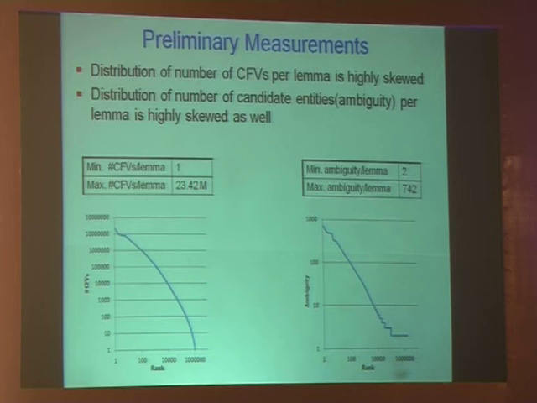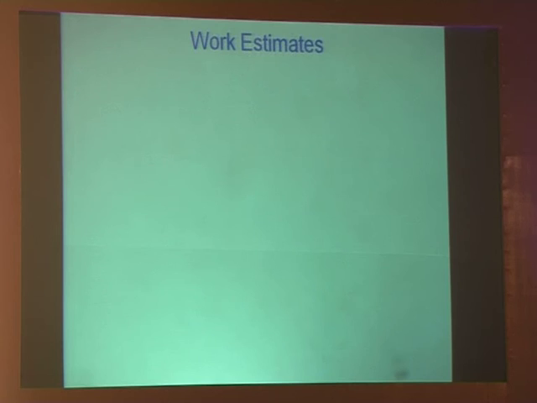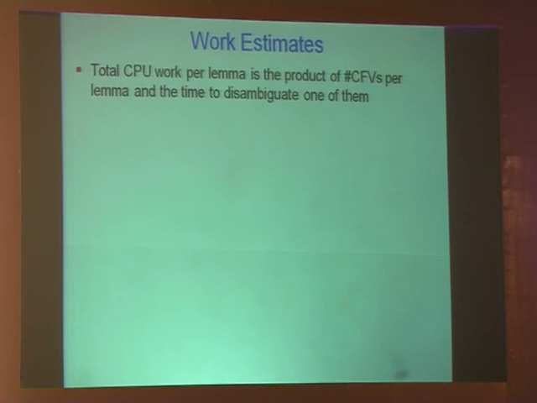If you want to understand the number of candidate entities, let's say for the term John, we'll have so many disambiguations possible. But say for APJ Abdul Kalam, we'll probably have just one disambiguation. That's what I mean by the ambiguity. Why this is all coming into the picture will be more clear over here. Total CPU work per lemma is the product of the number of CFVs for that lemma and the time to disambiguate one of them. This is plain mathematics.